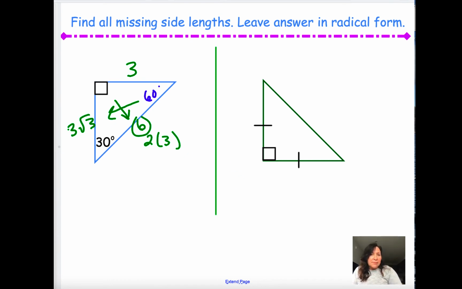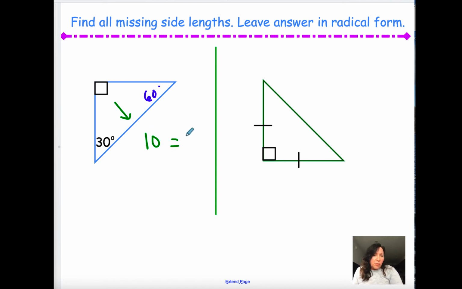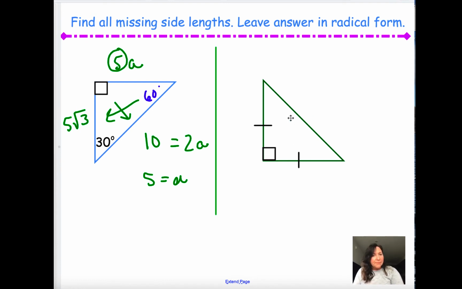Let's do another one. Let me erase that, and let's do another one, okay? And so for this one, let's say opposite the 90 degrees, which is 2A, let's say that's 10. So if this is equal to twice what's opposite the 30, let's say opposite the 30 is A. So that would mean A is equal to 5. So this would equal 5. And then that would mean opposite the 60 would be 5 root 3. Okay?